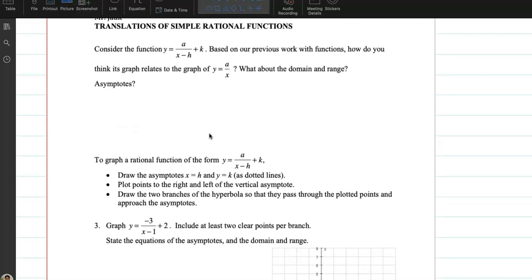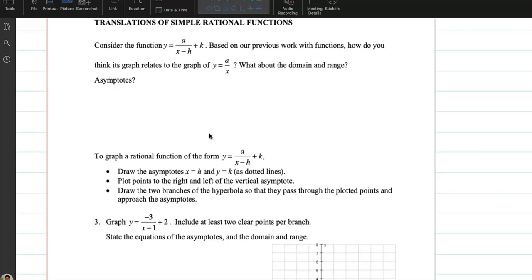Now consider the function y is equal to a upon x minus h plus k. Based on your previous work, how do you know the graph relates to y is equal to a upon x?